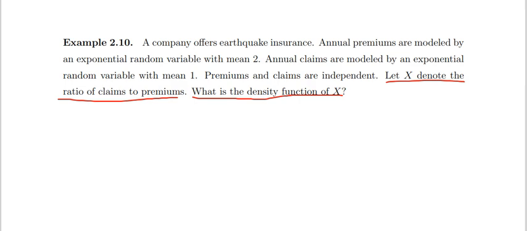Suppose this annual premium, we regard as a variable p. This p follows an exponential distribution with mean 2, and this claim we denote as c. This c is an exponential random variable with mean 1. So this x is p over c. x equals p over c.